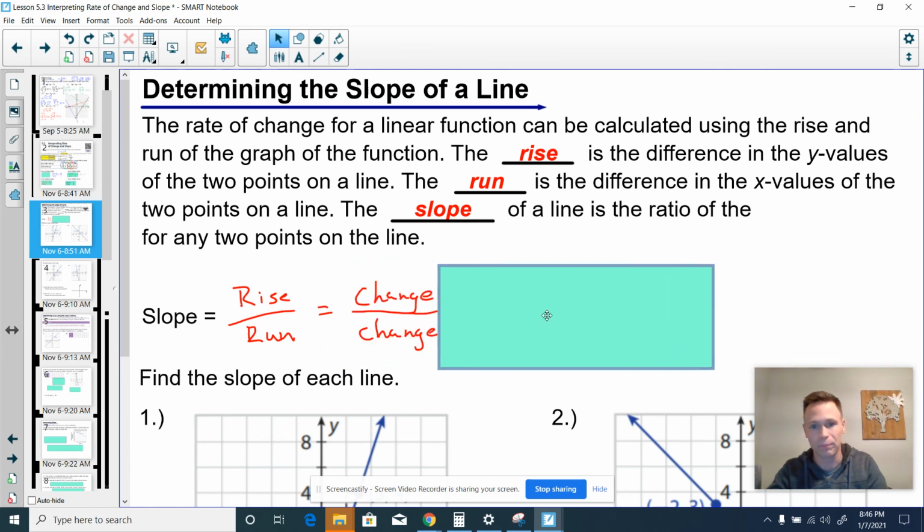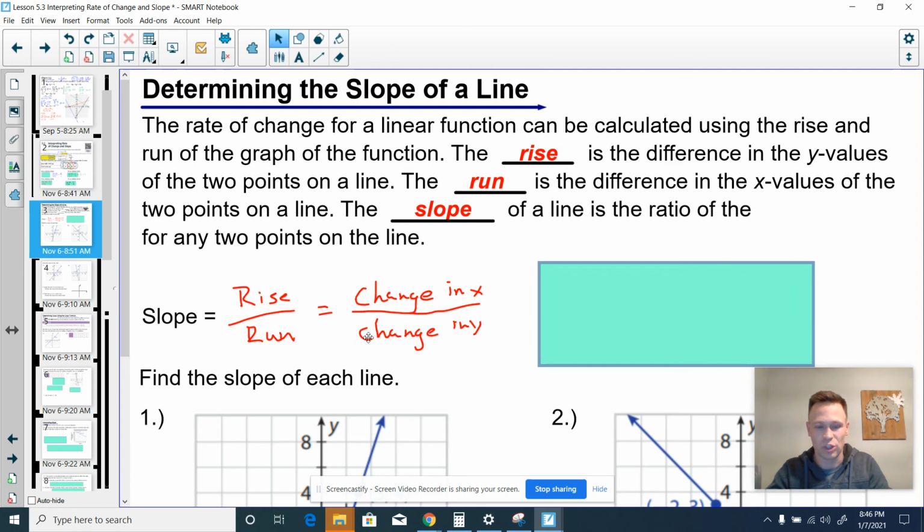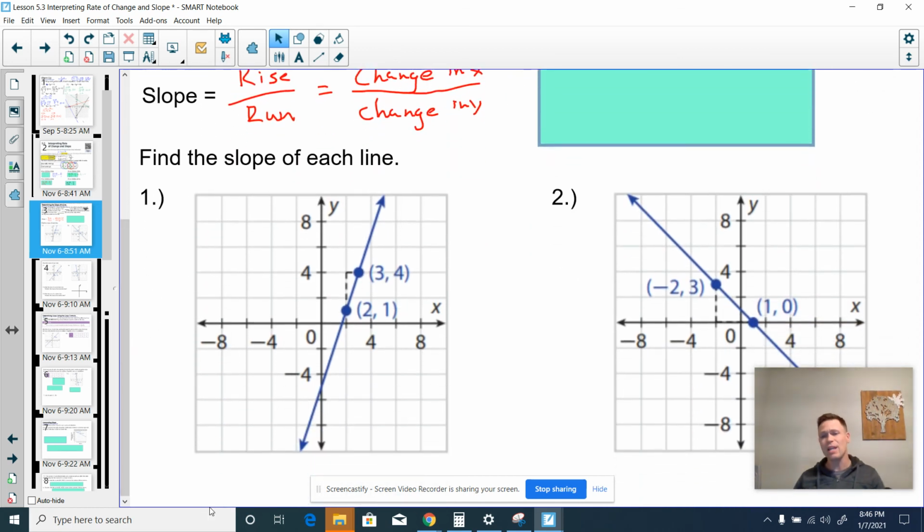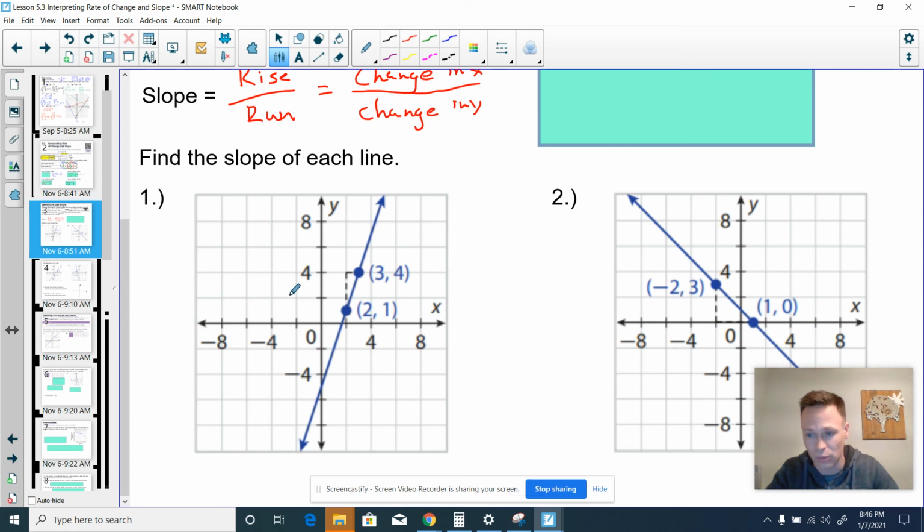What is the change in the run, right? So change in x over change in y. Still that same idea. Now on a graph, it's actually a little bit easier to do this than if I were to just give you a couple points, because all we have to do is calculate that rise over run. Now, a couple things about doing this.